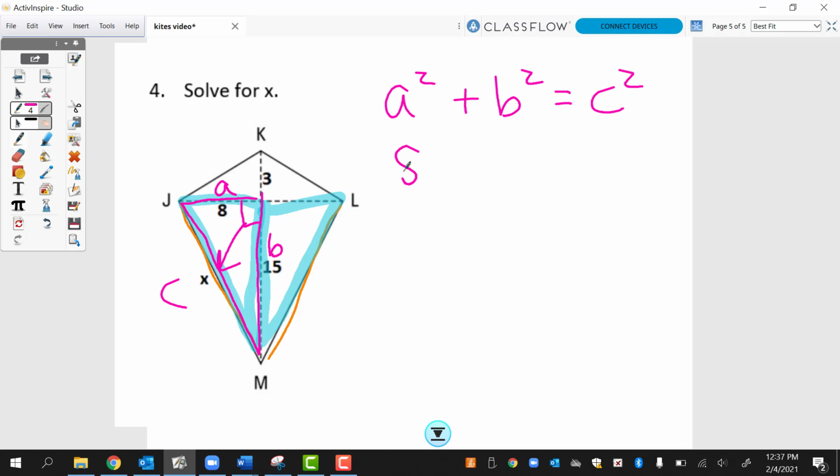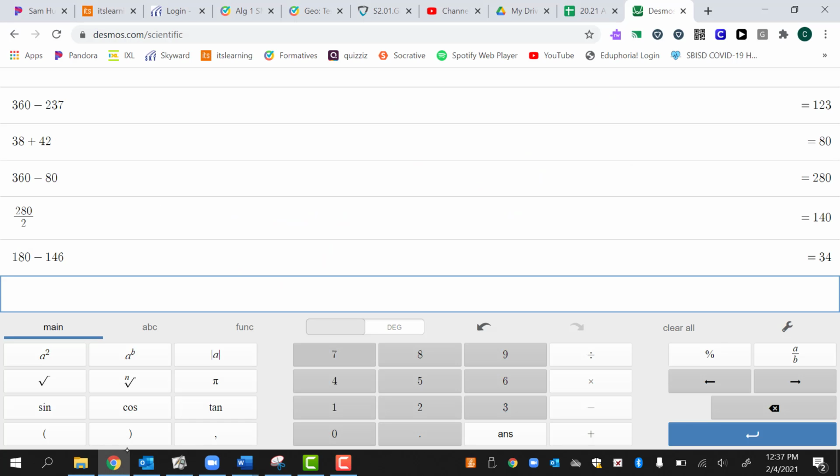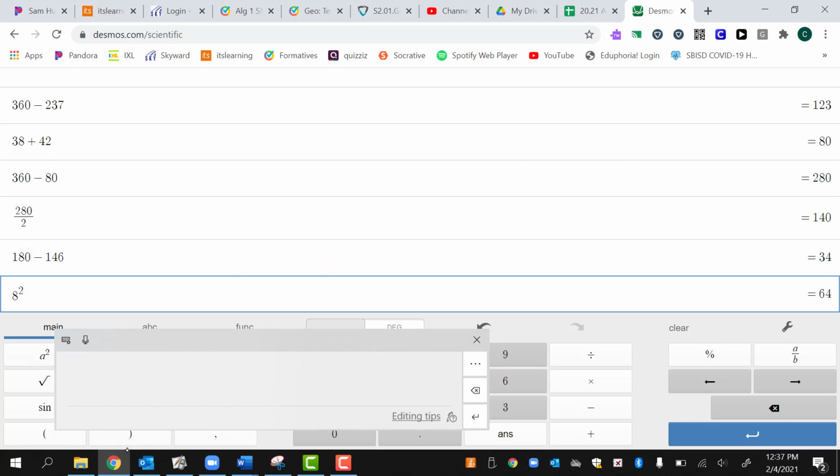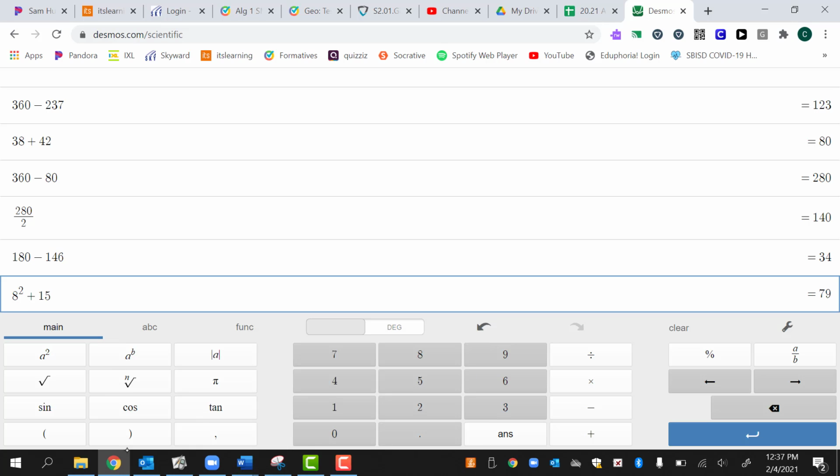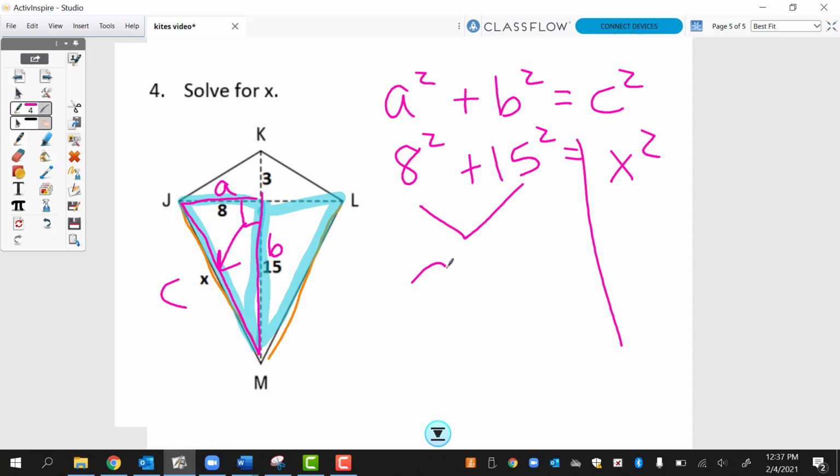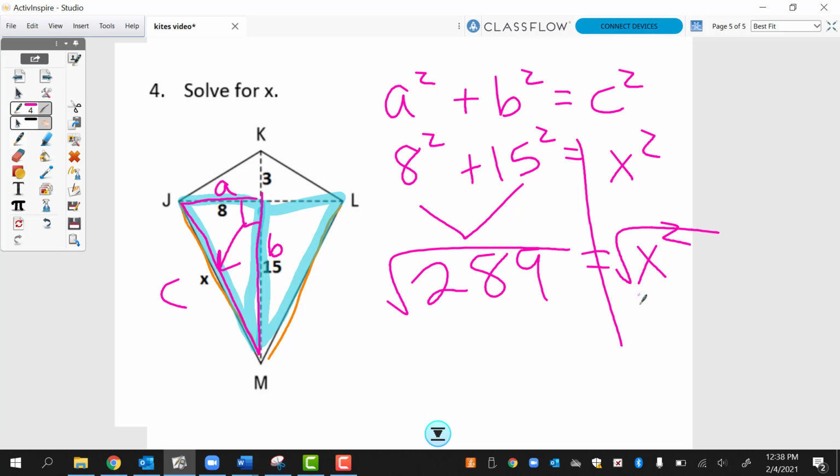So I'm plugging in 8 and 15 and X. And we know to solve this, the 8 and the 15 squared are on the same side, so I can type that in the calculator. So I type 8 squared plus 15 squared is 289. It's x squared. And then last step, I'm going to square root it.